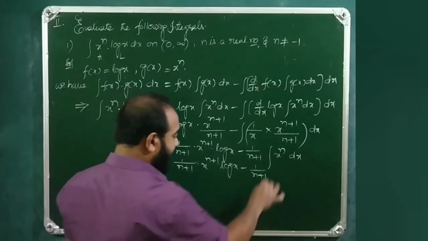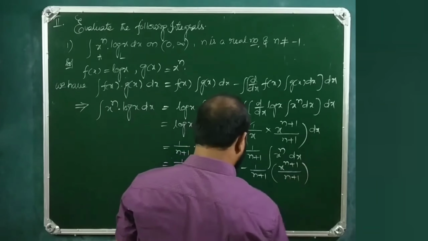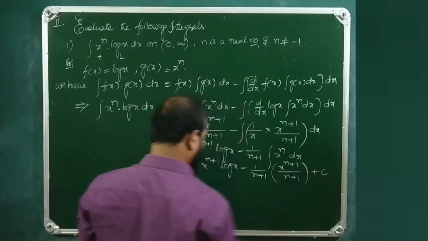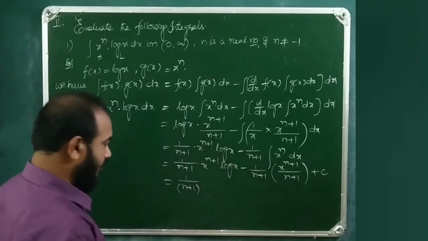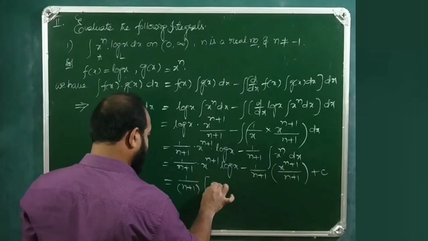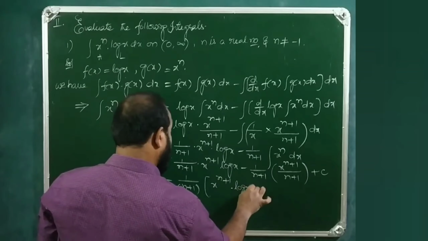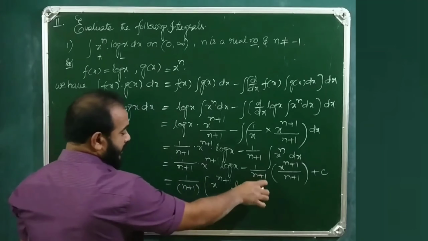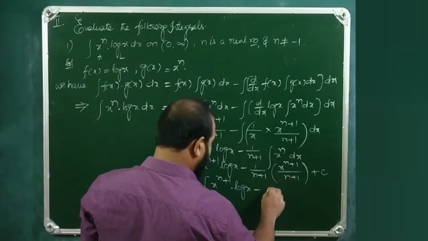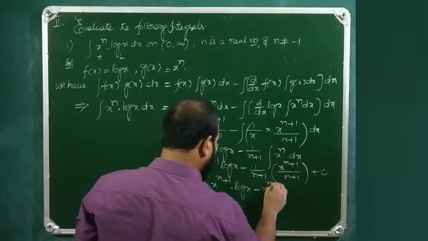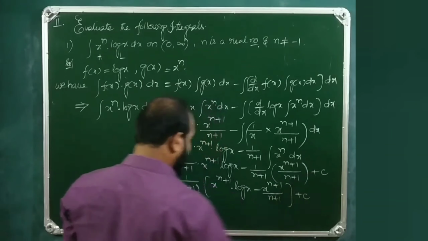Integral x power n dx is x power n plus 1 by n plus 1 plus constant of integration c. So this is equal to 1 by n plus 1 into x power n plus 1 into log x minus 1 by n plus 1 taken common here. Therefore this is x power n plus 1 by n plus 1 plus constant of integration c.